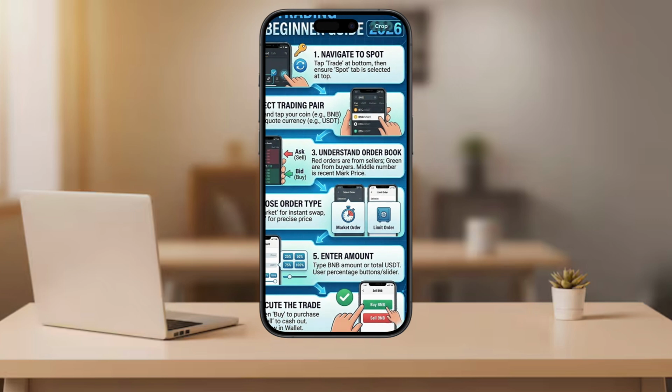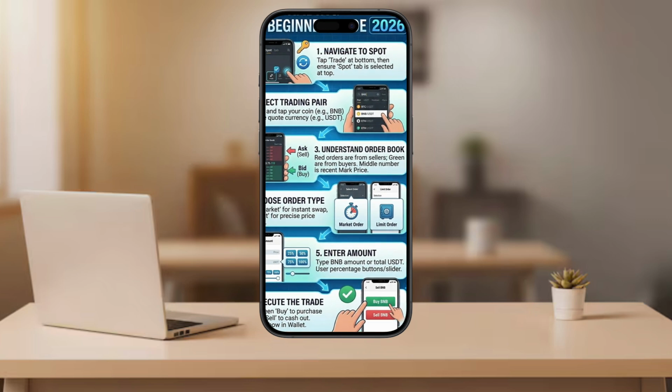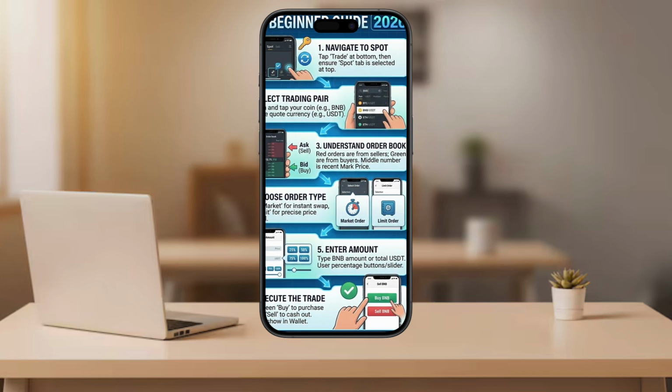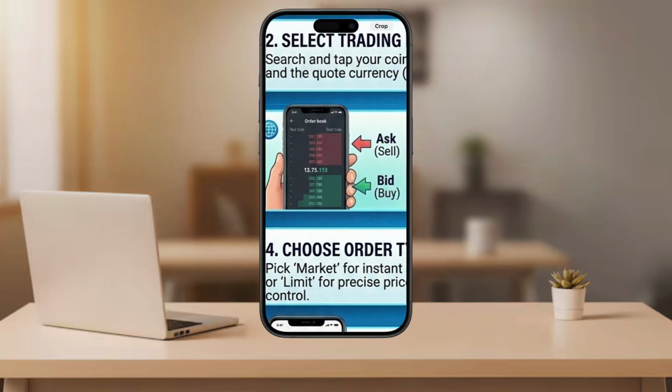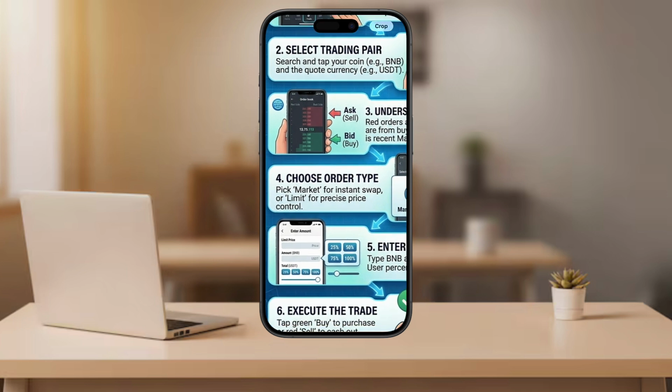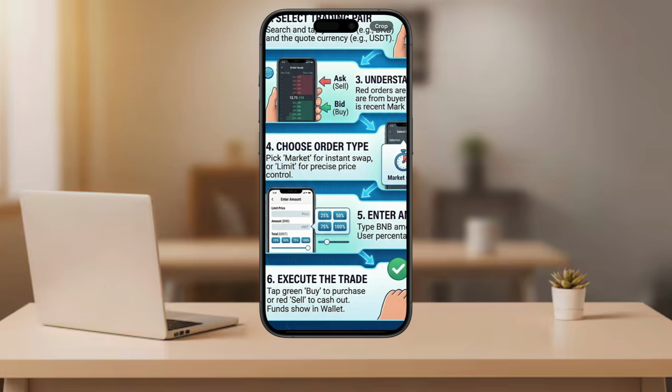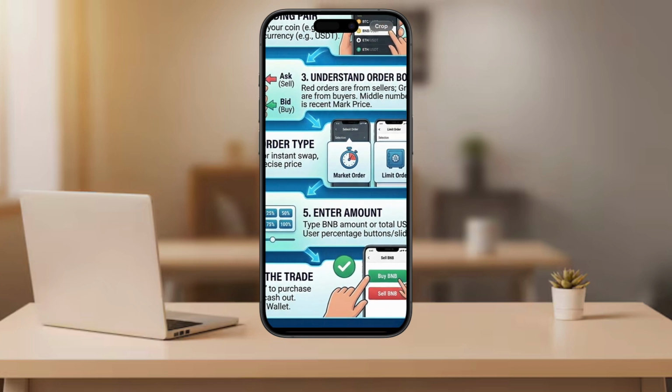Then you want to simply go ahead and understand the order book. So red orders are from sellers and green are from buyers, and the middle number is the recent mark price right over here. Then you want to simply go ahead and choose the order type. You can pick market for instant swap or limit for precise price control. You can choose either of those.